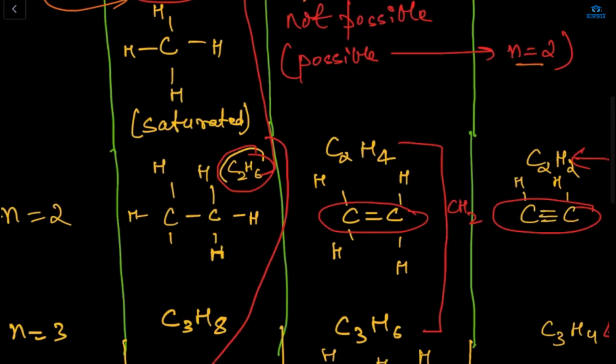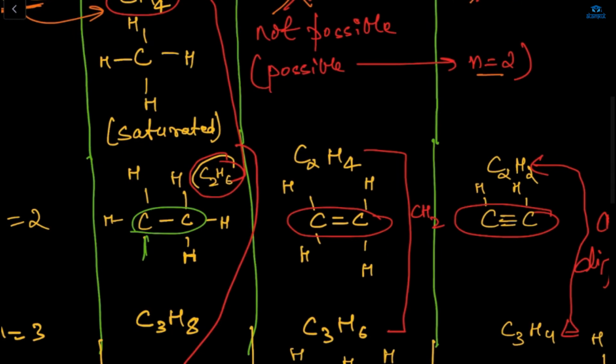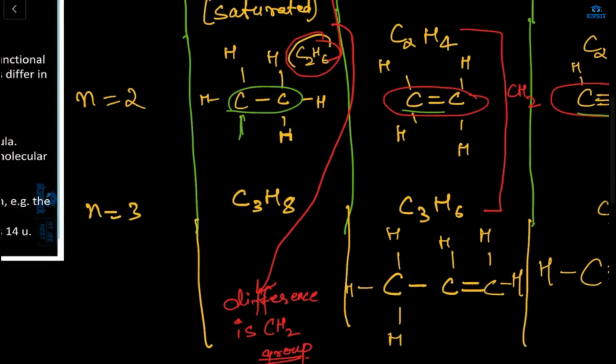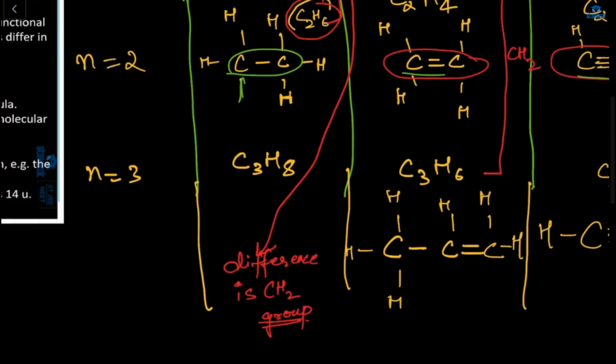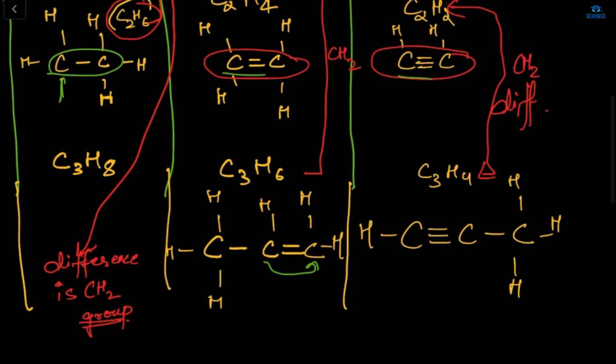If I'm taking n equal to 2, it will be a single bond between the two carbon atoms and 6 hydrogens. Here it will be C2H4, so a double bond. Here C2H2 means a triple bond. Next, if I'm taking n equal to 3, it will be C3H8, C3H6. See, this is the series. This is your homologous series.